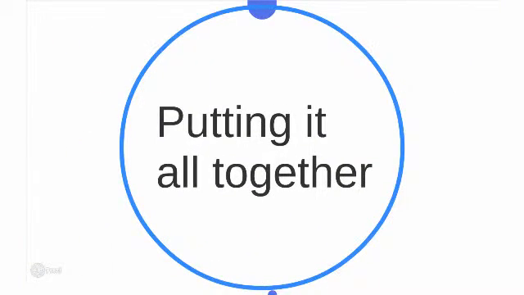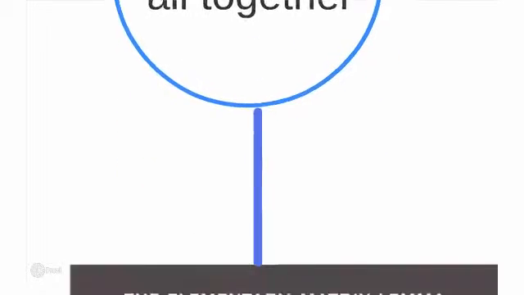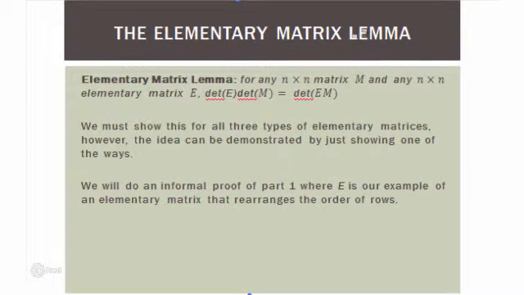So, putting it all together, we can use this to prove some theorems now. First, the elementary matrix lemma. For any n by n matrix M and any n by n elementary matrix E, we need to show the determinant of E times the determinant of M equals the determinant of EM. So we must show this for all 3 types of elementary matrices. However, the idea can be demonstrated by showing one of the ways. We could show all of the ways, but it's pretty similar.